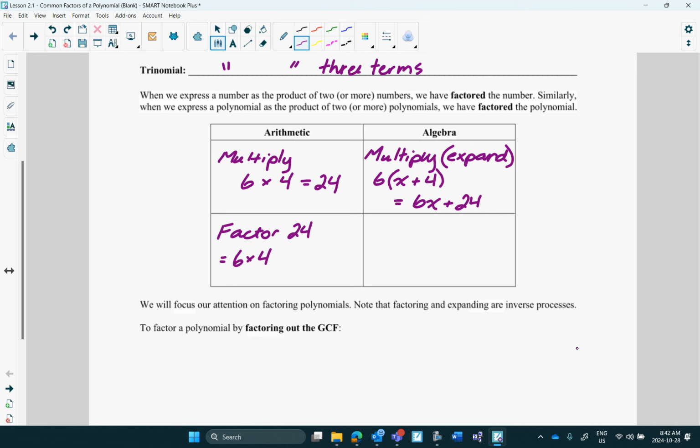This is what we're going to focus on now in this sheet. How do we factor things like this? How do we factor 6x plus 24 and get back to 6 times x plus 4? You could have also done 2 times 3x plus 12.